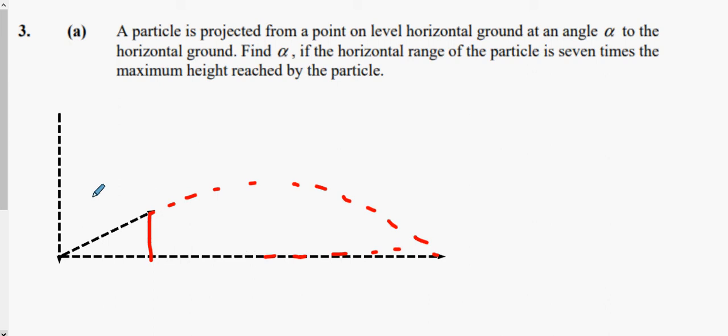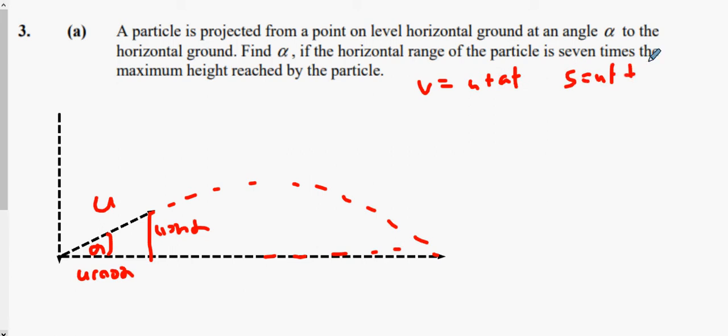Right. Now we're going to create a triangle here. We're going to call this speed u because we don't know anything about it. We know that it's at angle alpha, so that's u cos alpha, u sine alpha. We're then going to use v equals u plus at, and s equals ut plus a half at squared. Okay, and then we're going to get vx equals u cos alpha.